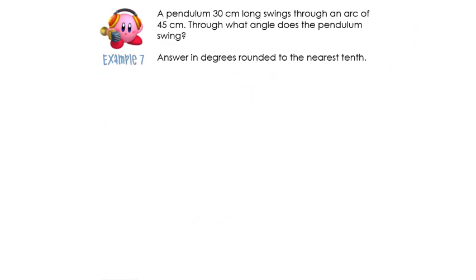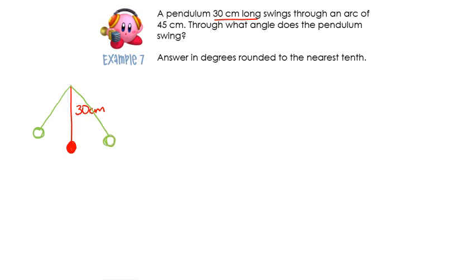Example 7. A pendulum 30 centimeters long swings through an arc of 45 centimeters. Through what angle does the pendulum swing? So that 30 centimeters long represents the length of a string with the pendulum below it. So this is 30, and the arc is 45 centimeters. That means that when we swing this pendulum, the furthest it goes on the left is over here, and then the furthest it goes on the right, let's say it's right over here.